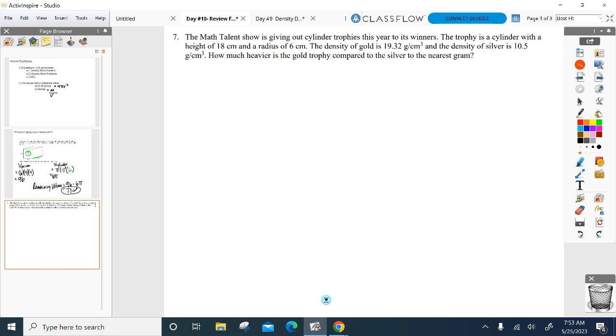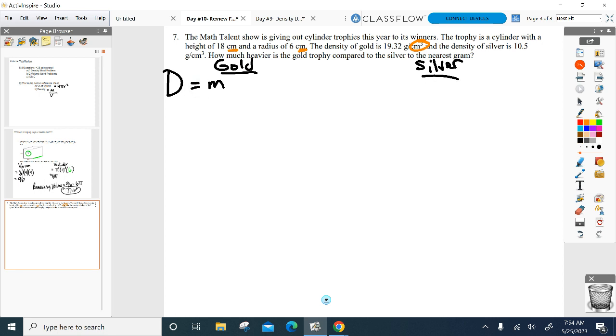Before we start trucking here, what do we have to check? If this is a density problem, does the density units match the trophy units? Do they? Good, yeah. Look, my density is in centimeters cubed, and it looks like the trophy is in centimeters. If the trophy was in meters, I would need to change it. All right, be careful of that tomorrow. Be awake tomorrow. First thing, if you see it's a density problem, does the density match the units in the object? Which they do. So we need to do density for gold and silver.